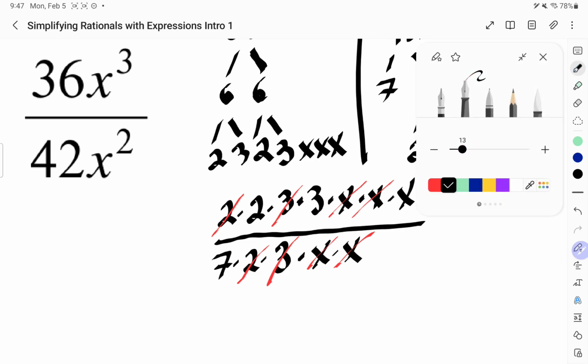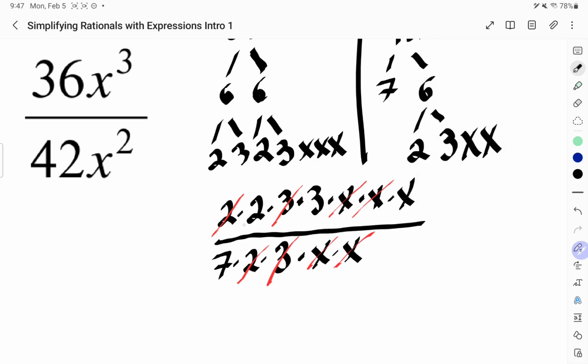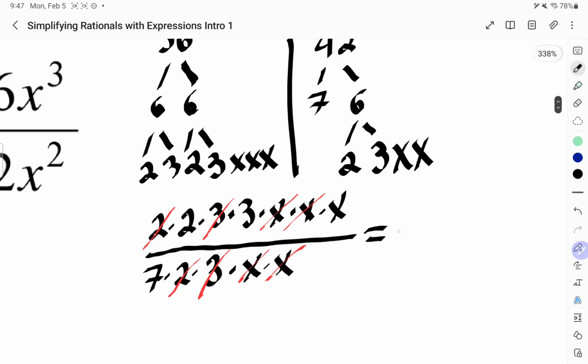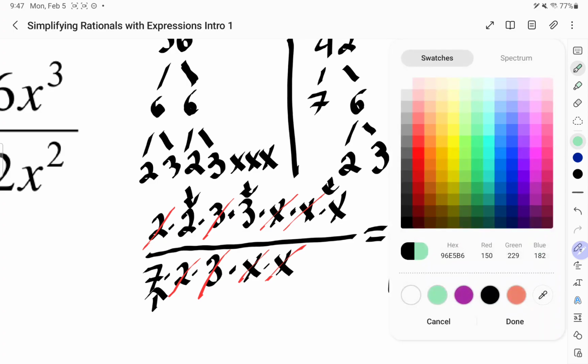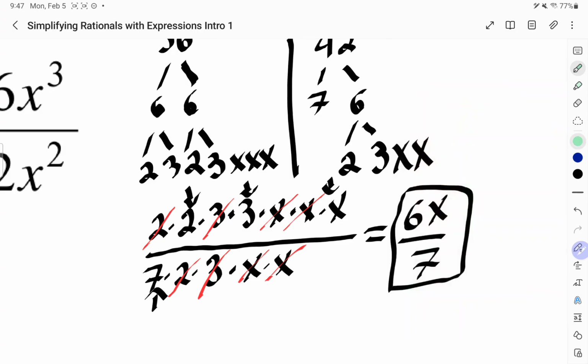Now anything that's left over is going to be part of my answer. So now on the top I have 2 times 3, which is just 6x, because we also have the x right here. And on the bottom we just have the 7. So this is my answer, 6x over 7. And that is it for the first one.